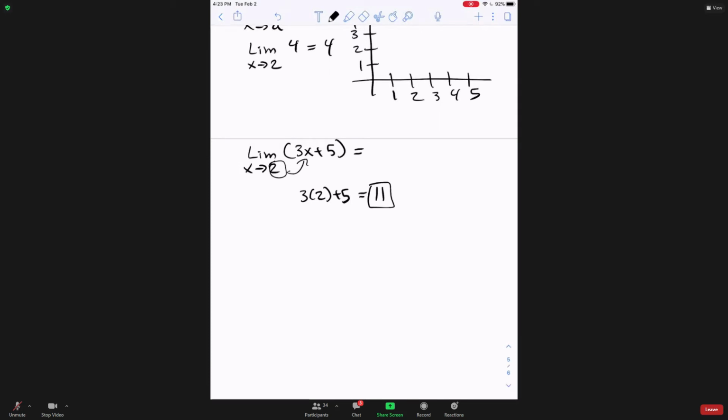Now, that's an easy one. What if you plug it in and something weird happens? What do you do then? Well, what do I mean by weird? I'll explain. I want to do an easy one first before I get to the tougher ones. So let's do this one here: the limit as x approaches 3 of x squared minus 9 divided by x minus 3.